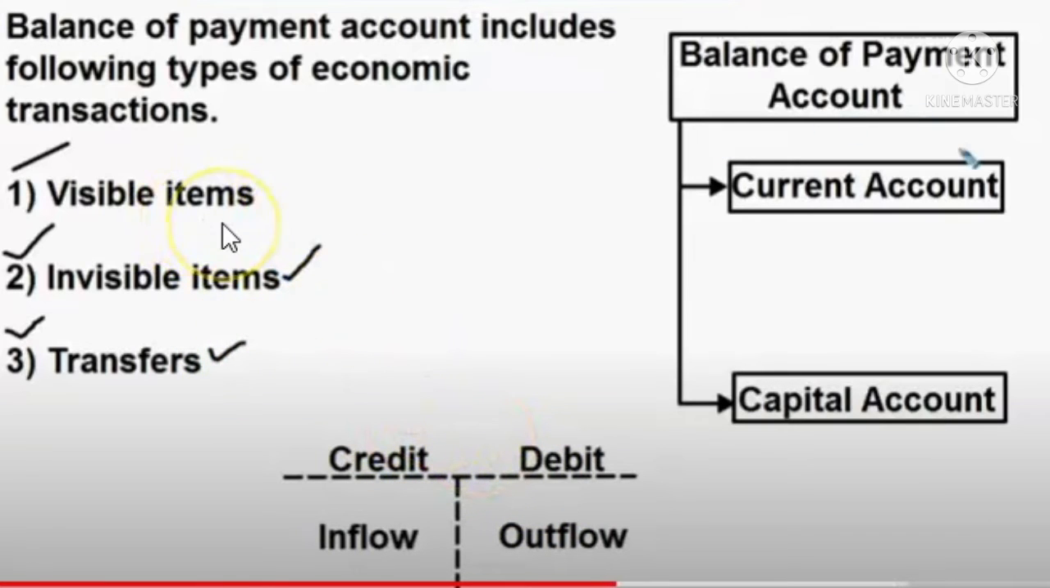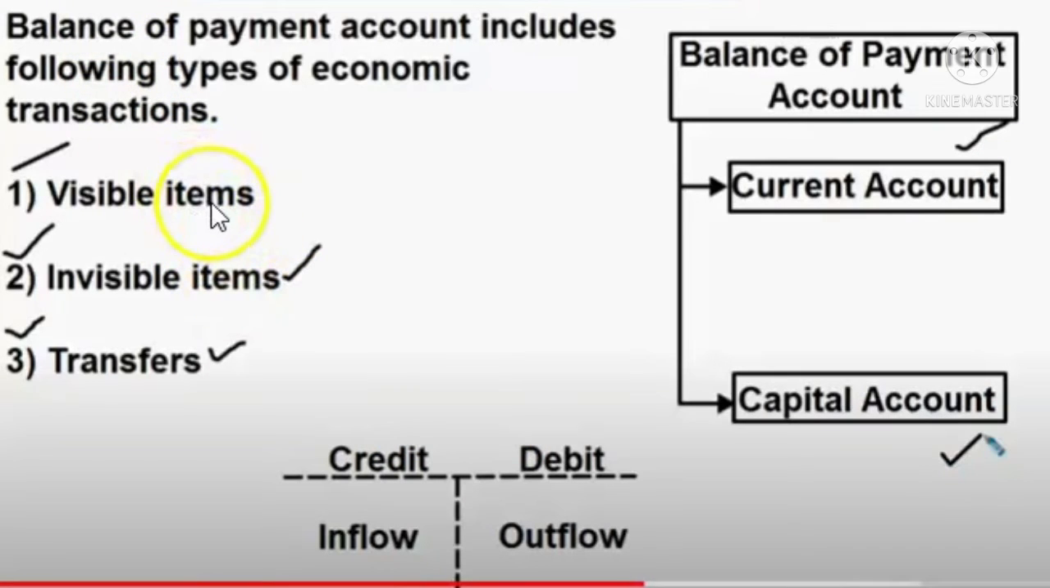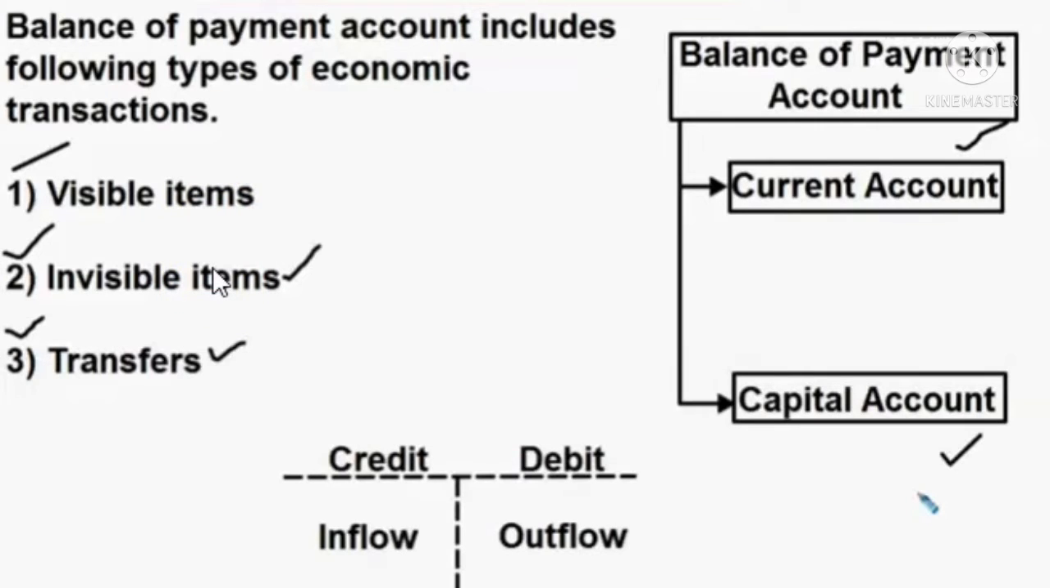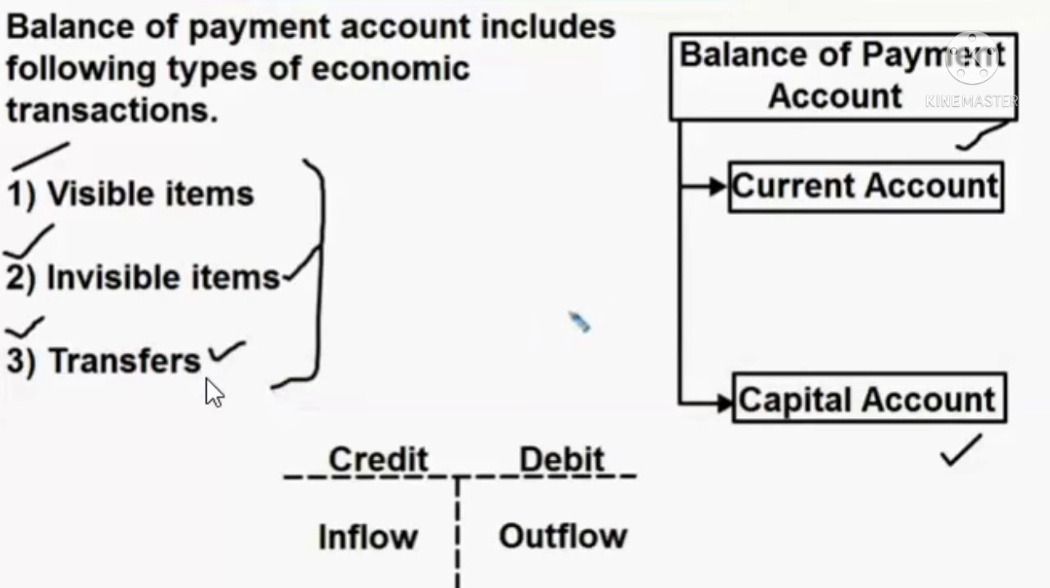Here, visible items are all that are visible to us, that is, in the form of goods. Invisible items are the services that we are giving and they are giving to us, which are not seen, so that's known as invisible items. Then transfer payments: gifts given by us to them and also fees paid are known as transfers. Their gifts to us are also included under transfers.